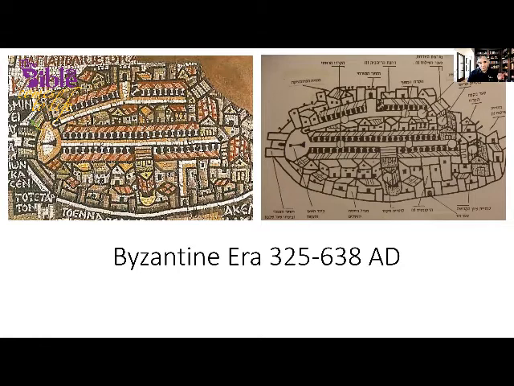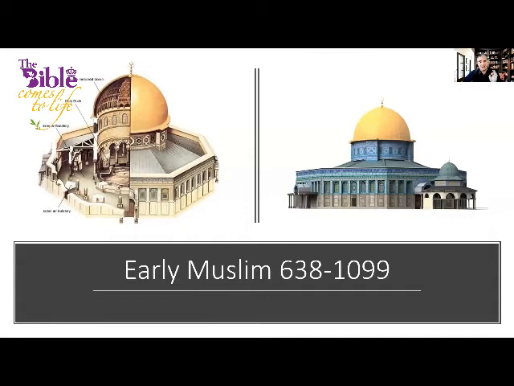So the Muslims conquered Jerusalem in the year 638 AD. And a little bit after that, around the year 691 AD, one of the earliest Muslim structures was erected on Temple Mount.